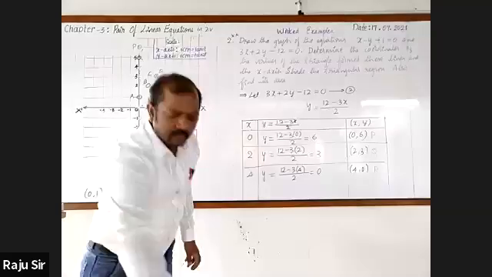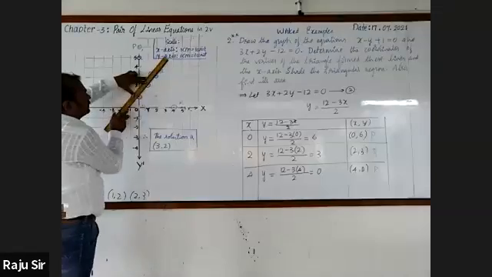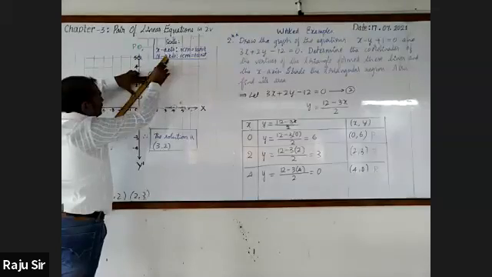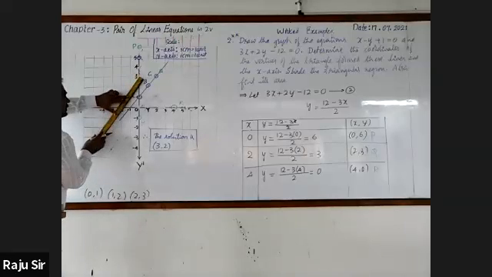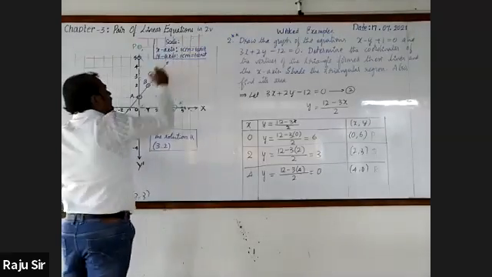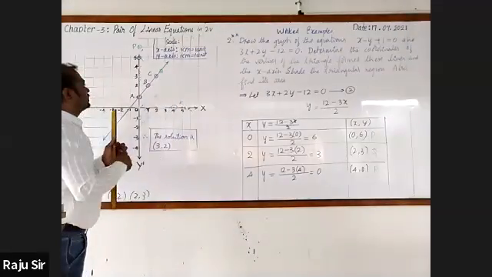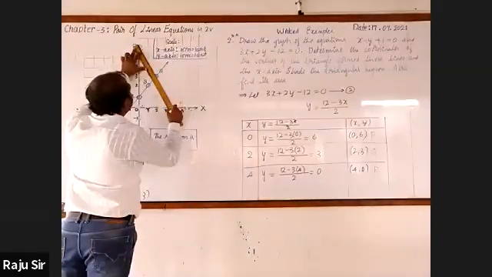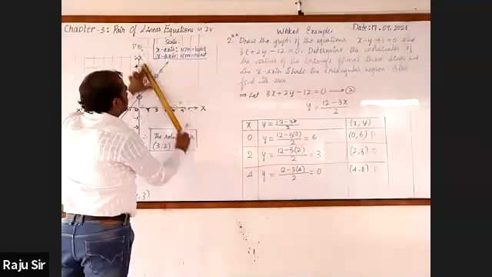Now you may join the points A, B, C first. Join A, B, C. In your graph sheet, it comes correctly. And extend it, because we have to write the equation. Next, P, Q, R. I'm going to use another color. P, Q, R. And extend this line also.